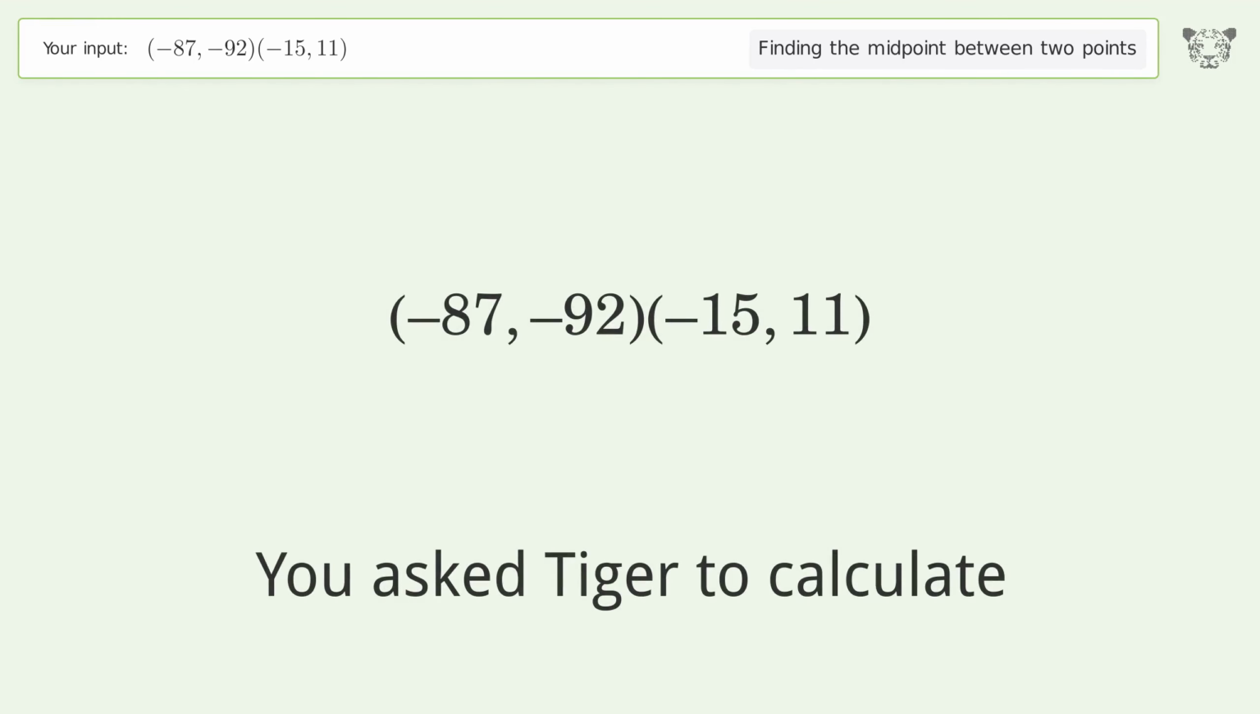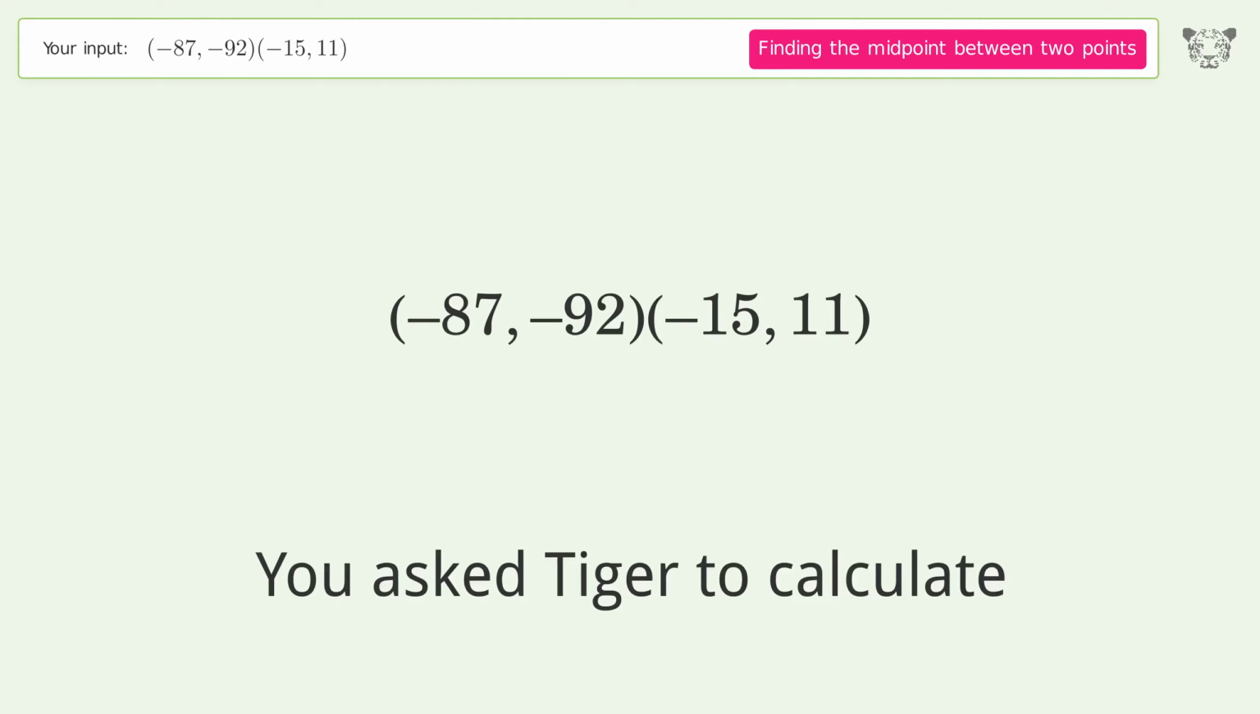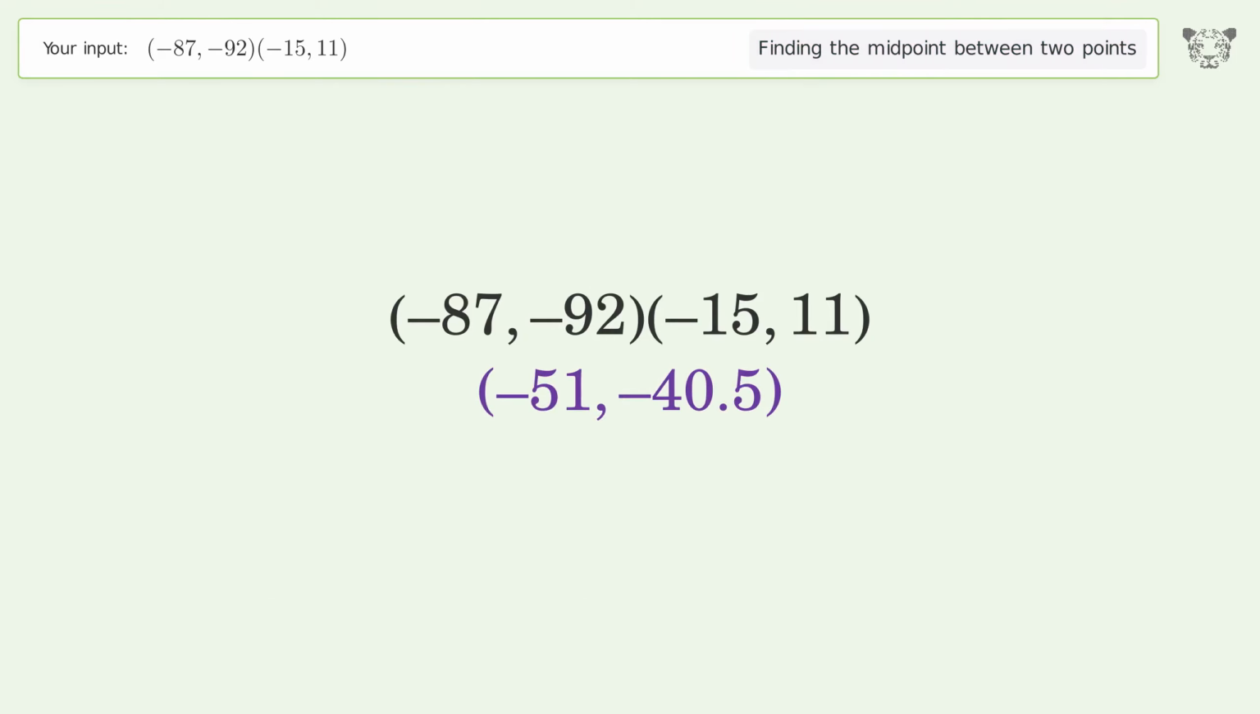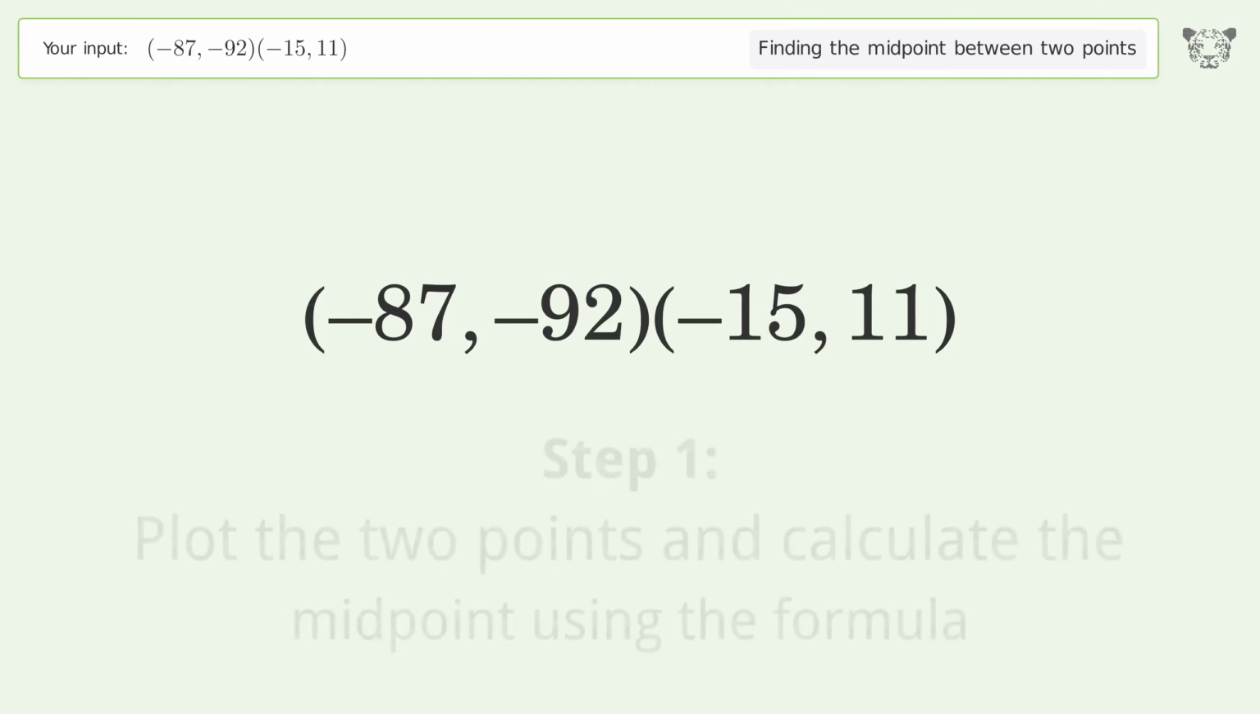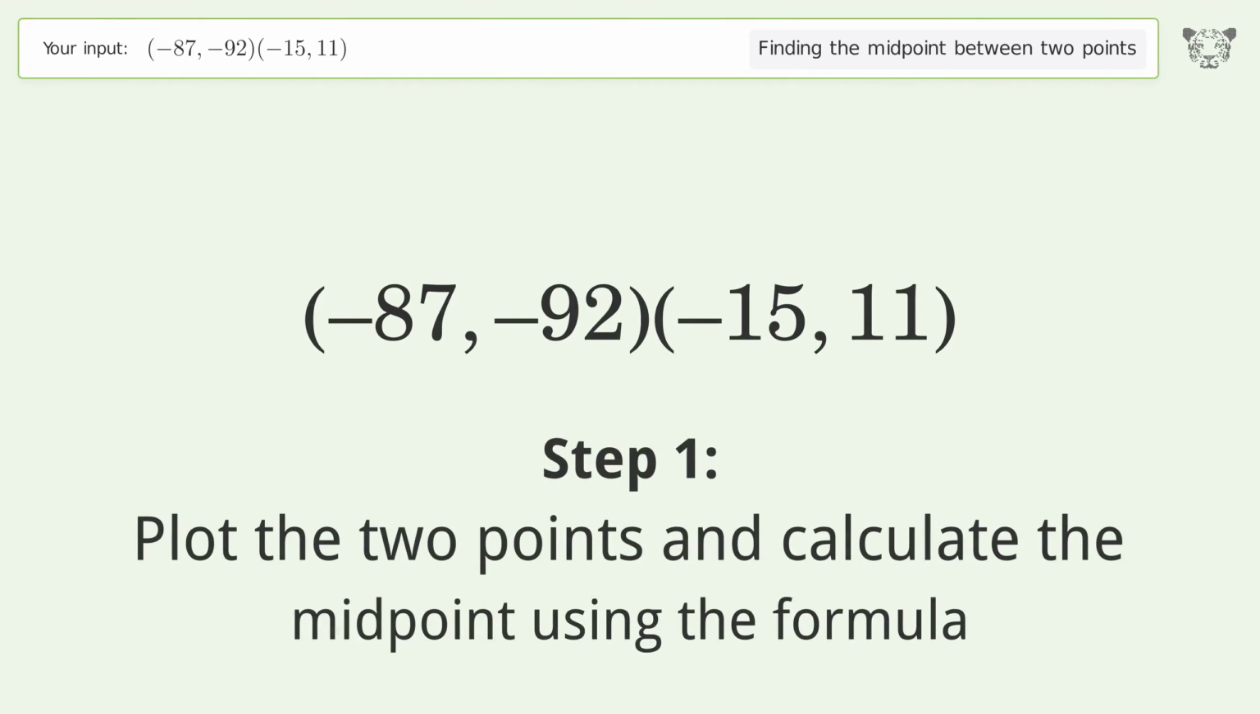You ask Tiger to calculate. This deals with finding the midpoint between 2 points. The midpoint between the 2 points is -51, -40.5. Let's solve it step by step. Plot the 2 points and calculate the midpoint using the formula.